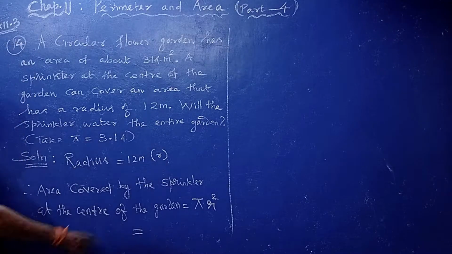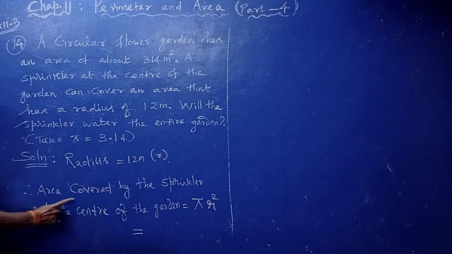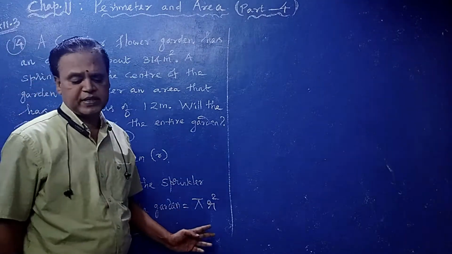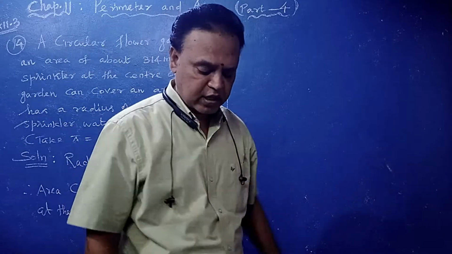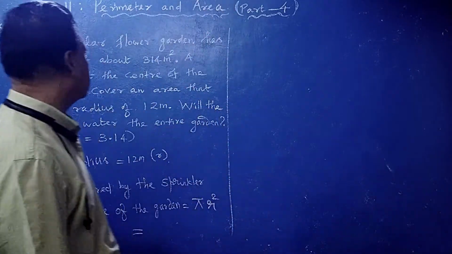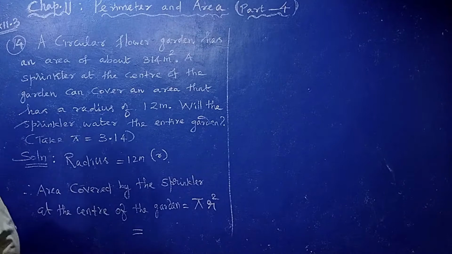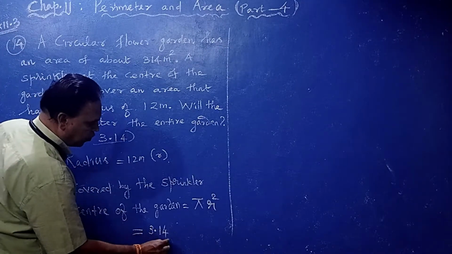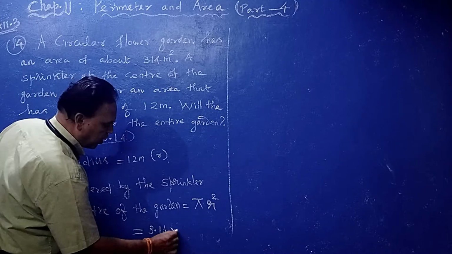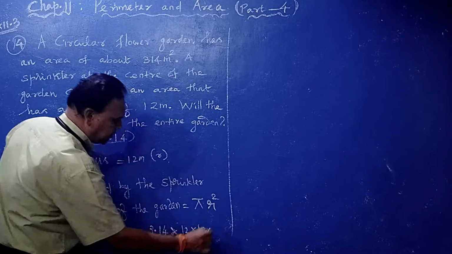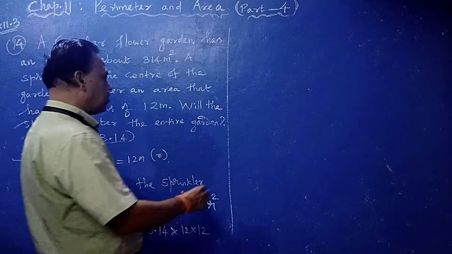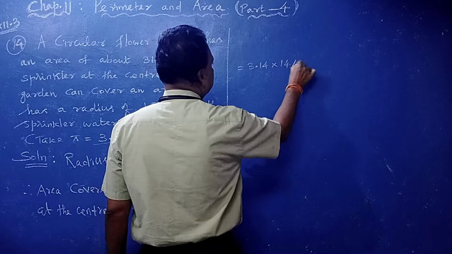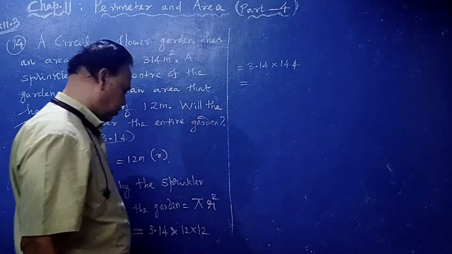You name it r, small r. Therefore, the area covered by the sprinkler at the center of the garden is equal to pi r square, the area of a circle, since the garden is circular. Clear? Pi value is given, so you put the pi value: 3.14 into r square, which is 12 into 12. Therefore, 3.14 into 144. Just multiply this.